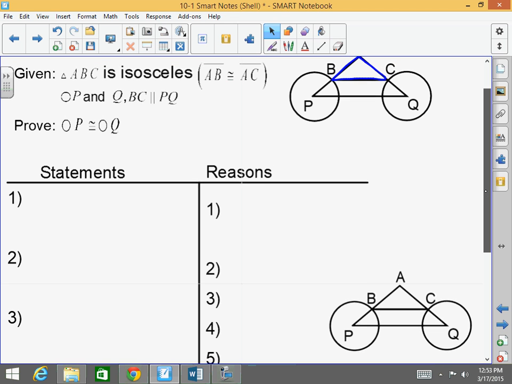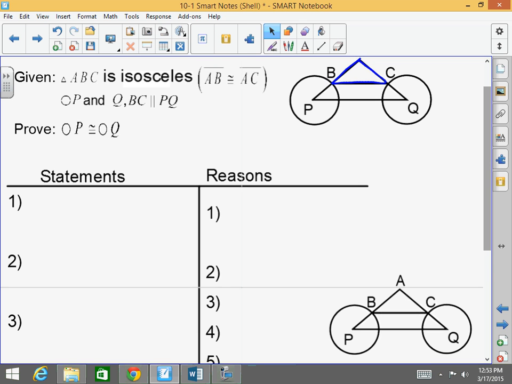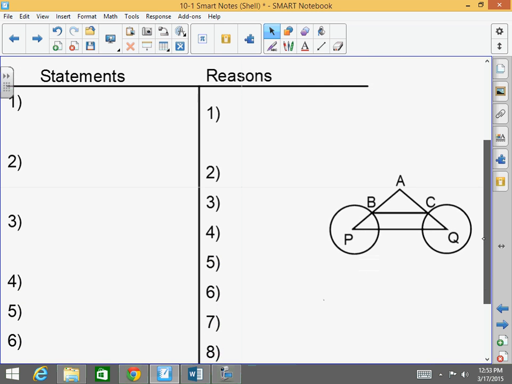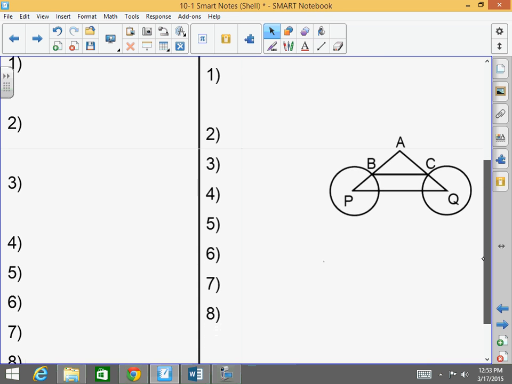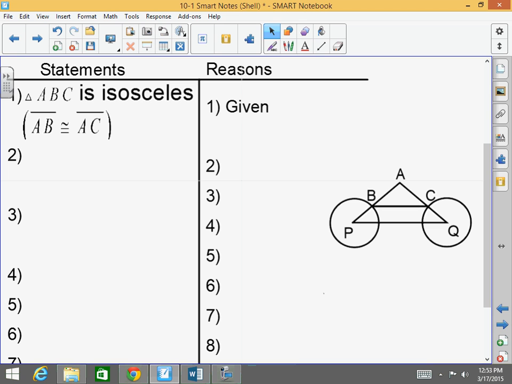There's circle O and there's circle Q, and they say that BC is parallel to PQ. So that means that this guy is parallel to that guy. Okay, so let's knock this proof out. It's a nice proof, nice and long. It's good stuff. So let's try our best to figure this one out. Of course we have the triangle ABC is isosceles. That's a given.